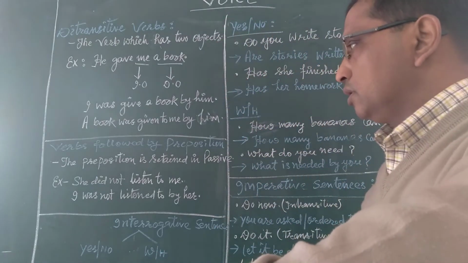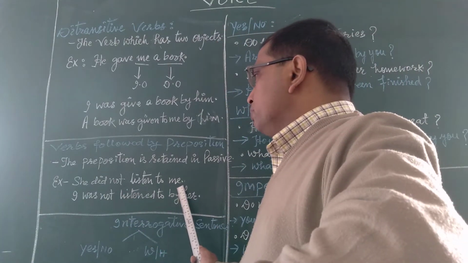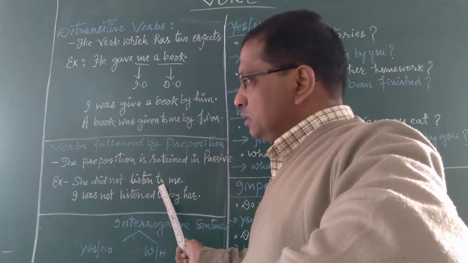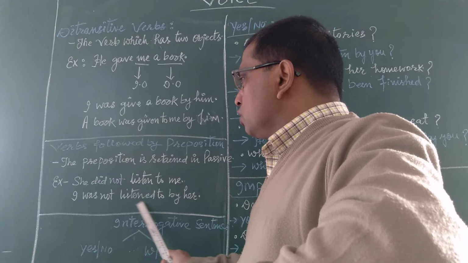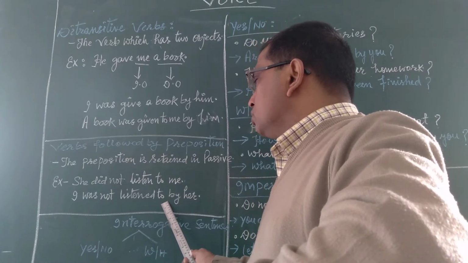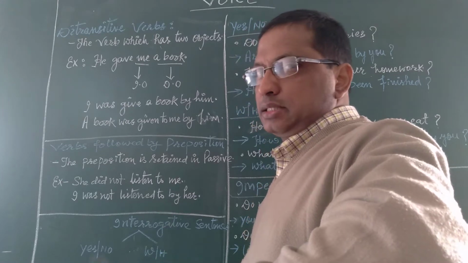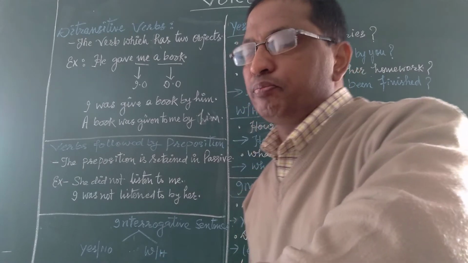For example, She did not listen to me. Here after listen there is the preposition to. It will not be changed. I was not listened to by her. So to will remain in its place. That is the second point.